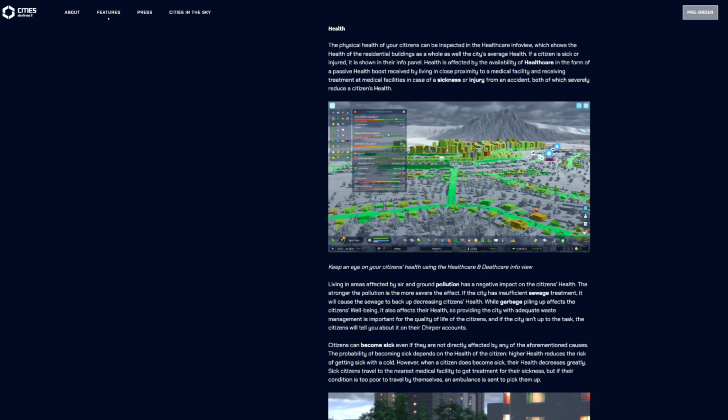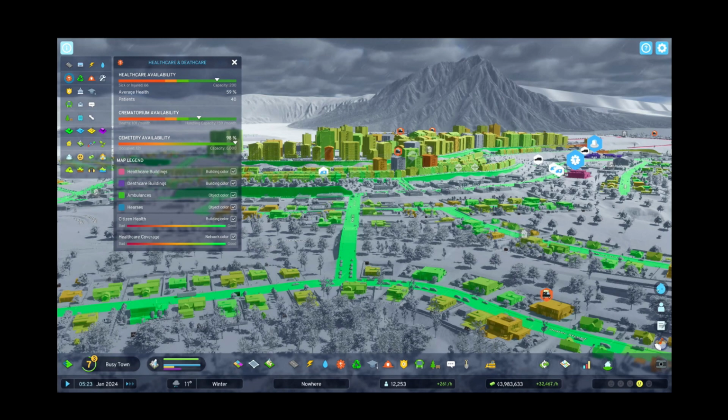Cool, and it looks like we get a look at our Healthcare Info View here, which says keep an eye on your citizens' health using the Healthcare and Death Care Info View. Okay. Cool, yeah, so those are just kind of combined, so we can see not only the availability of healthcare in the area, but we can also see the availability of crematoriums and cemeteries to provide death care and get rid of those dead bodies as well. So yeah, nothing too revolutionary there, pretty standard stuff, but again, kind of clean, nice looking menus, even though there's so many menus here. It looks like they've done well with the UI to make it not too overwhelming.